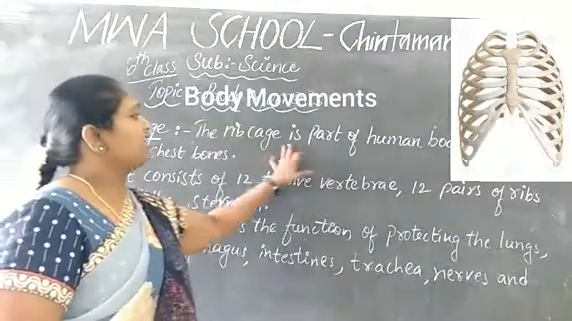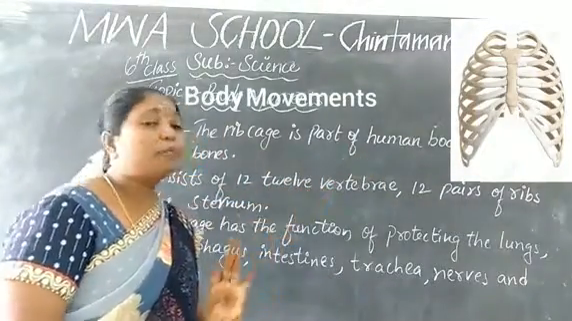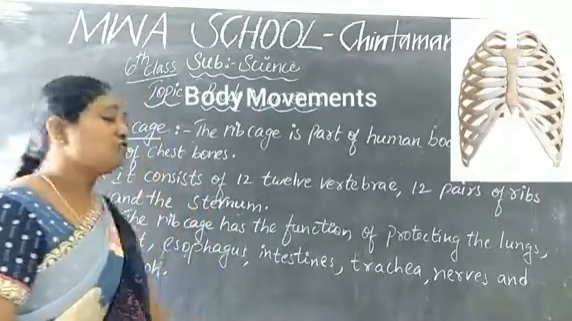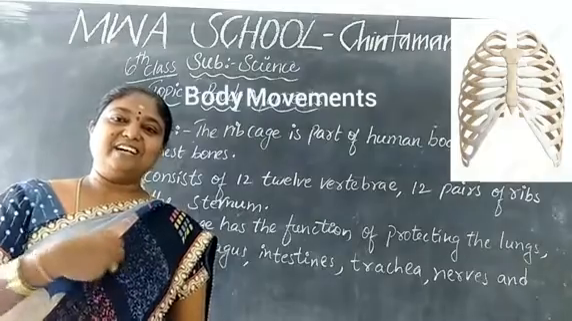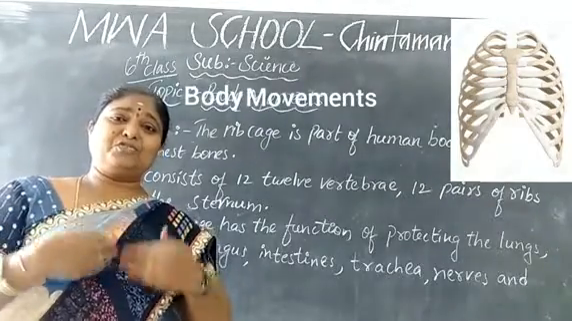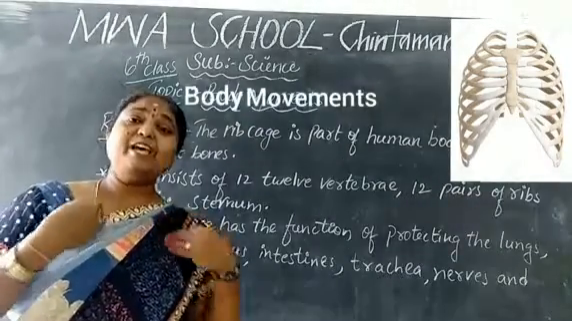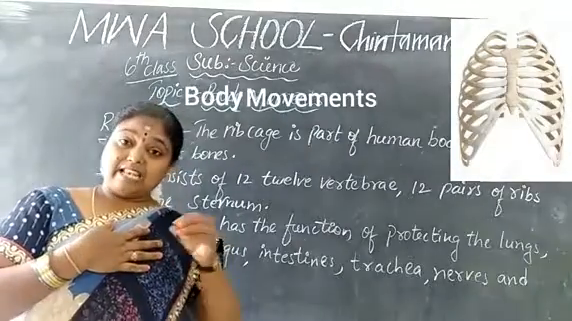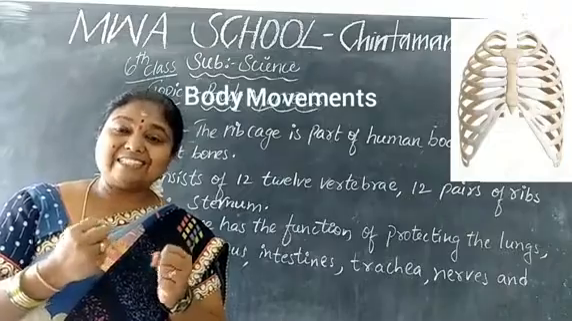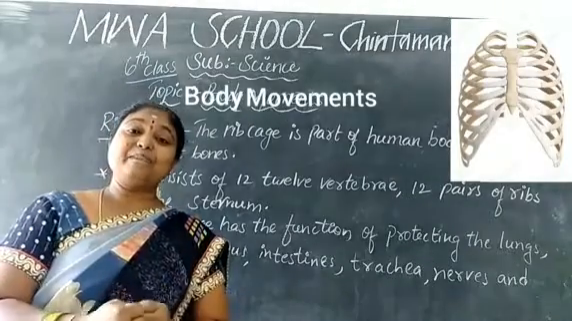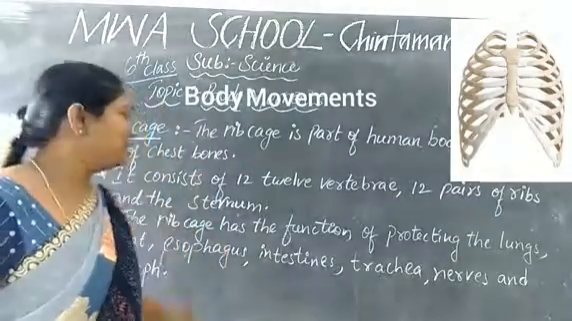Let me see what we mean by the rib cage. The rib cage is the part of the human body consisting of the chest bones. So here we have the rib cage. It is very strong. Our lungs and also our heart are protected by our rib cage.